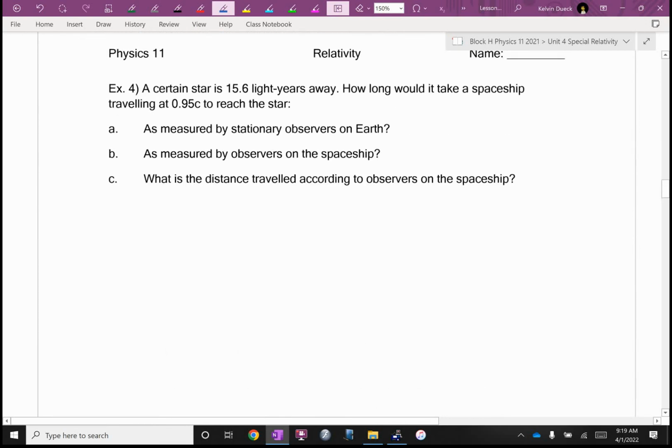And we'll finish off with this question. Then we'll press pause. A certain star is 15.6 light years away. How long would it take a spaceship traveling at 95% of the speed of light to reach the star? A, relative to the people on Earth. B, relative to the people on the spaceship. And C, what is the distance that the spaceship actually travels? I'll give you a hint. Not 15.6 light years.